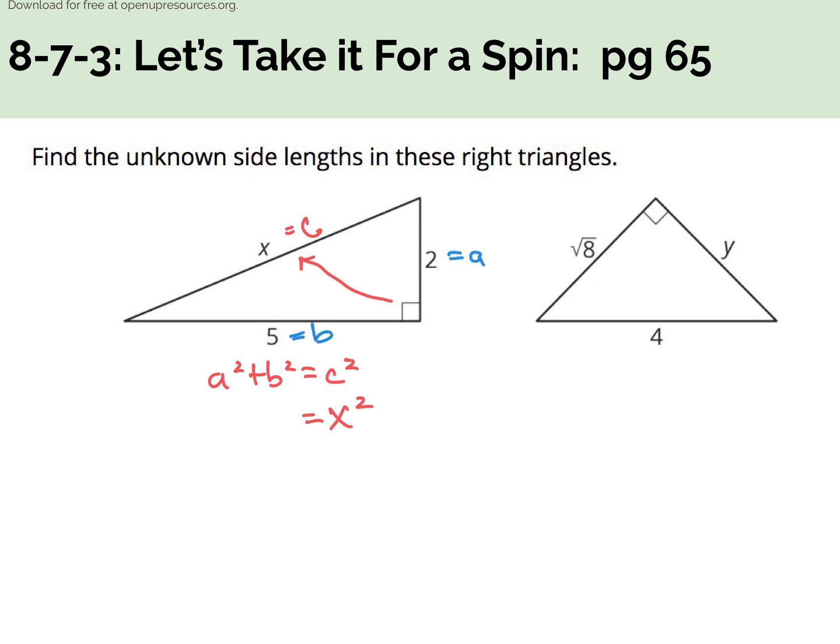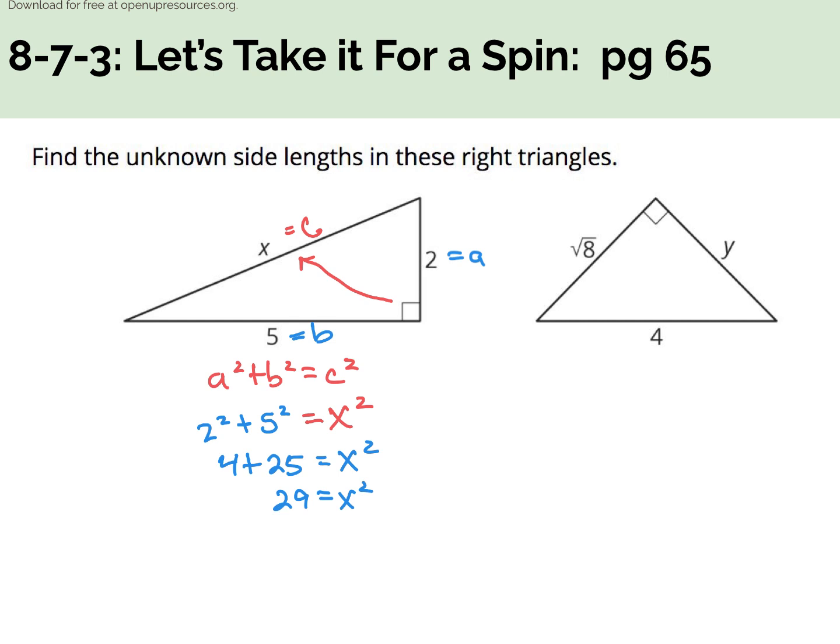Now, does it matter which one is a, which one is b? Honestly, not really. It will still come out the same. So we're going to have 2 squared plus 5 squared. 2 squared is 4. 5 squared is 25 equals x squared. Let's go ahead and add those together. We get 29.